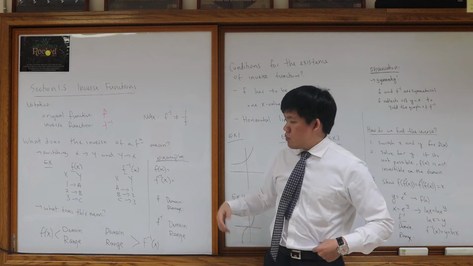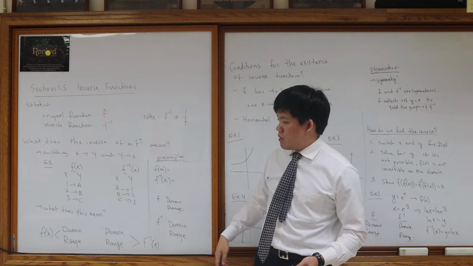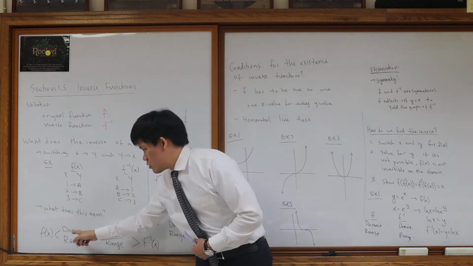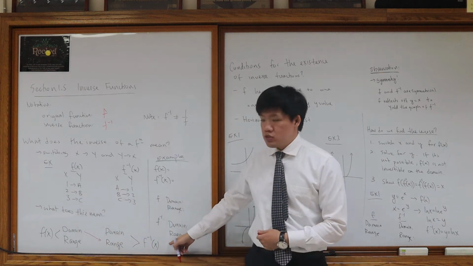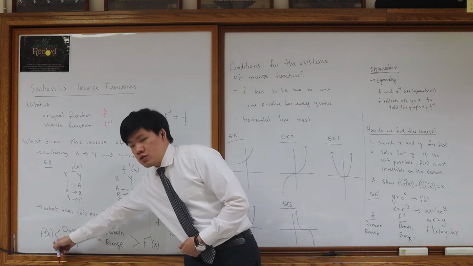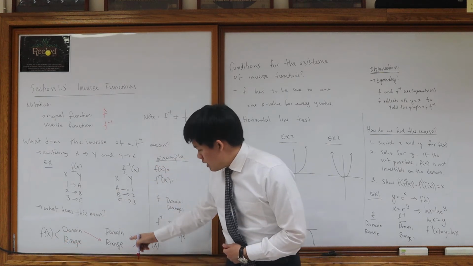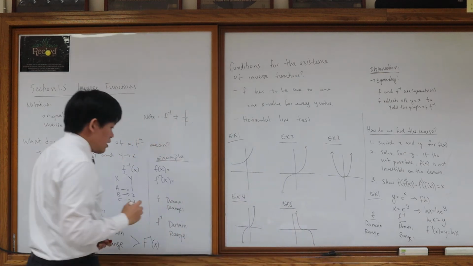So what does this actually mean? It means the domain of my original function f of x is now going to be the range of my inverse function. And the range of my function f of x is now going to become the domain of my inverse function. A quick example.